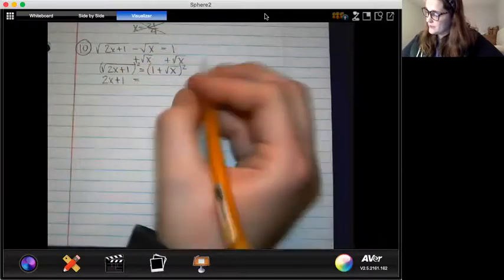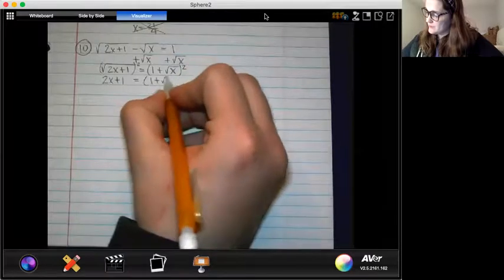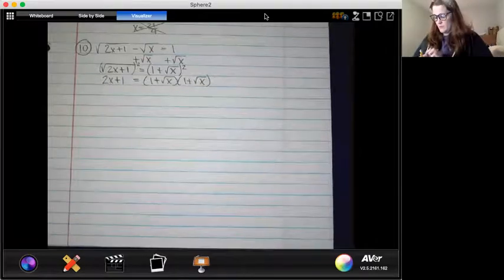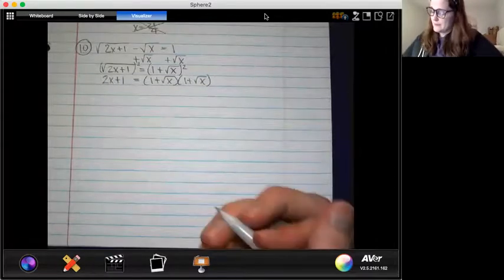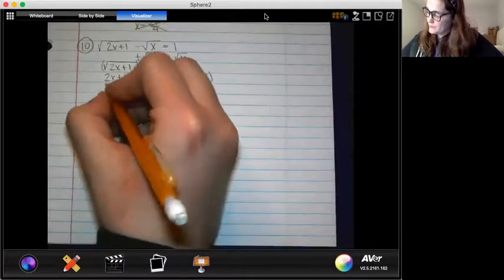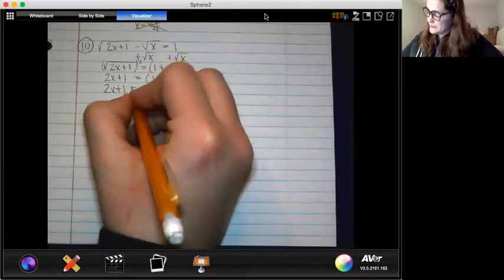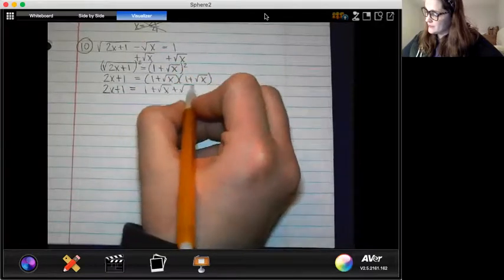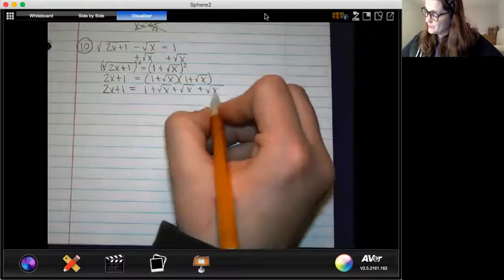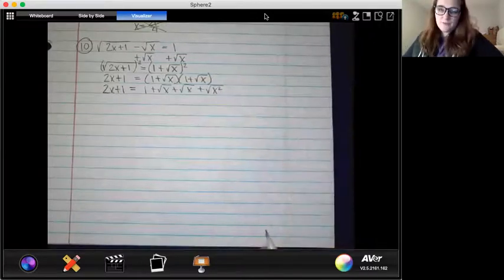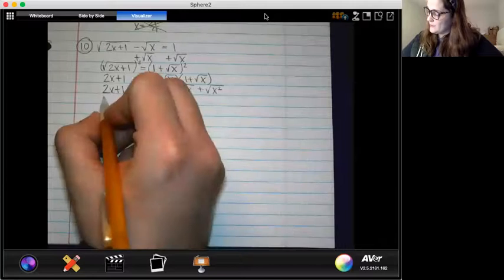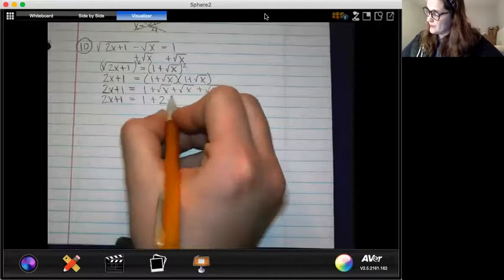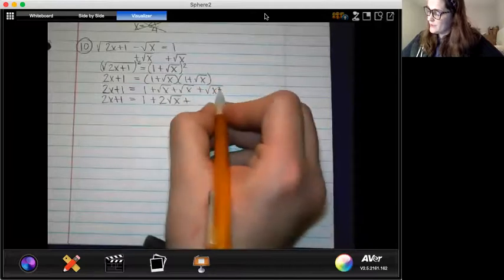And on the right side, I have to expand this in order to FOIL it. So I have 2x plus 1 equals 1 times 1 plus square root of x plus square root of x plus square root of x squared. Okay. Then we simplify that. 1 plus 2 square root of x plus square root of x squared is x.